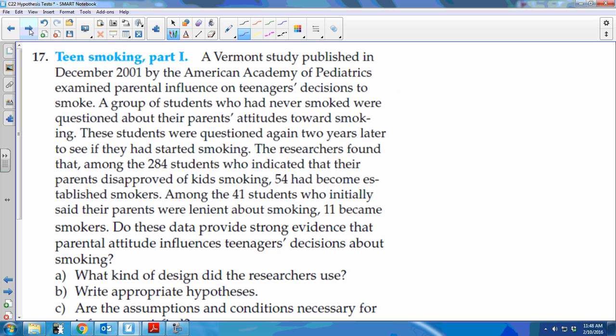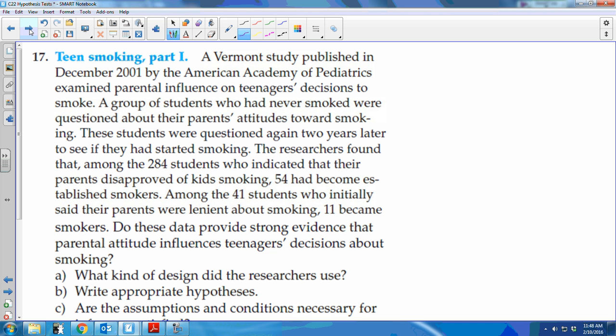Okay. A Vermont study published December 2001 by the American Academy of Pediatrics examined parental influence on teenagers' decisions to smoke. A group of students who had never smoked were questioned about their parents' attitudes towards smoking. These students were questioned again 2 years later to see if they had started smoking. The researchers found that among the 284 students who indicated that their parents disapproved of kids smoking, 54 had become established smokers. Among the 41 students who initially said their parents were lenient about smoking, 11 became smokers. Do these data provide strong evidence that parental attitude influences teenagers' decisions about smoking?